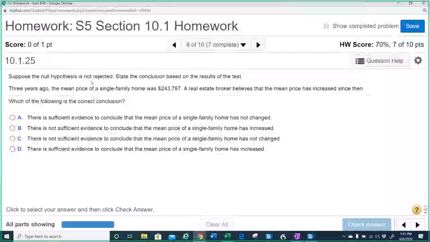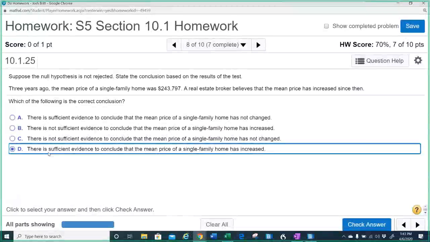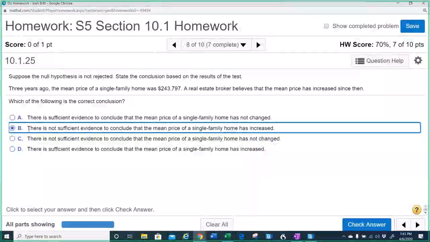All right, so is not rejected again. There is not sufficient evidence to conclude the researcher's hypothesis. And this time the mean price has increased. So there's not enough evidence to conclude the mean price has increased. No, we're choosing, there is not, B on this one. So there is not sufficient, because we did not reject, to claim the researcher's hypothesis, that is, the mean price has increased.